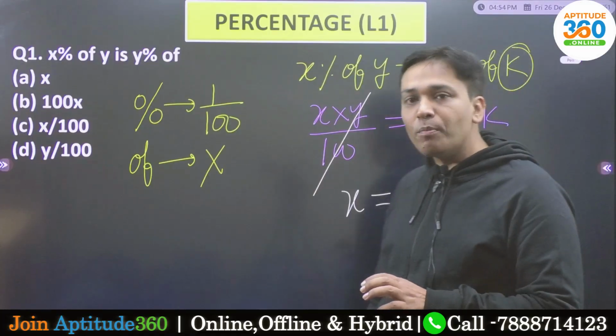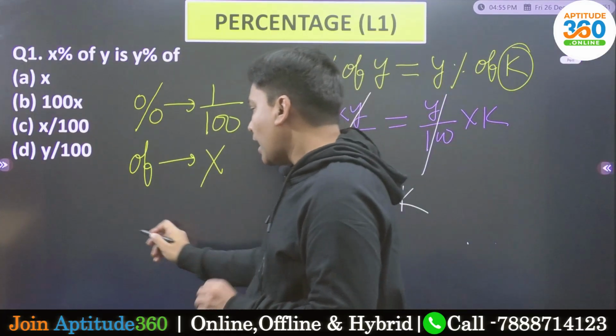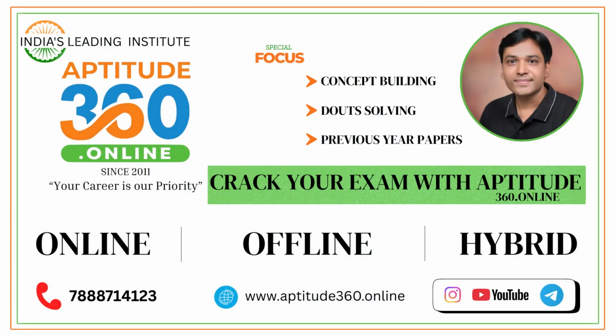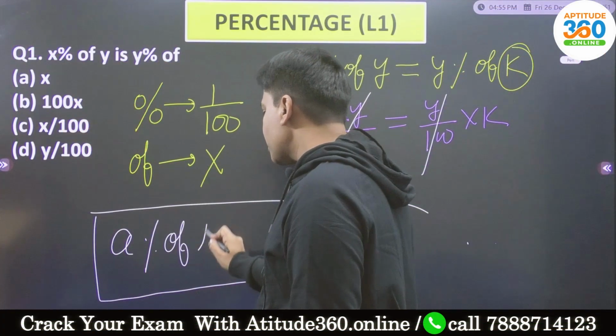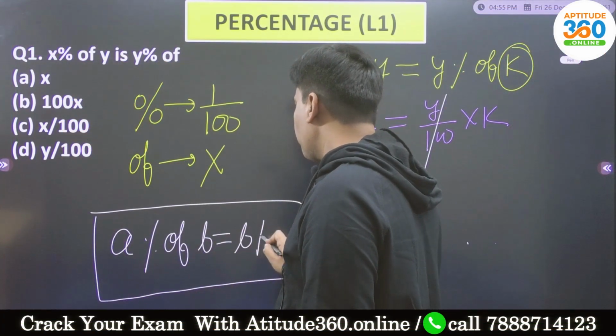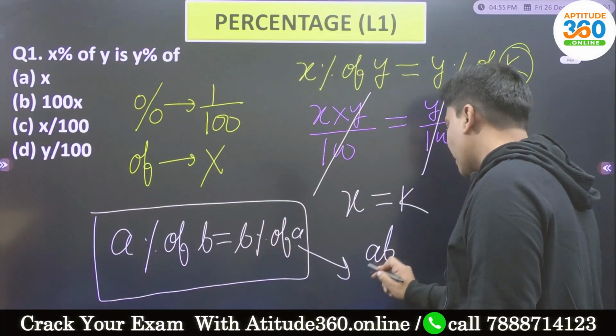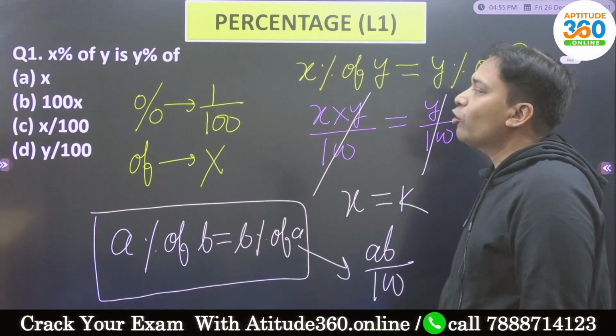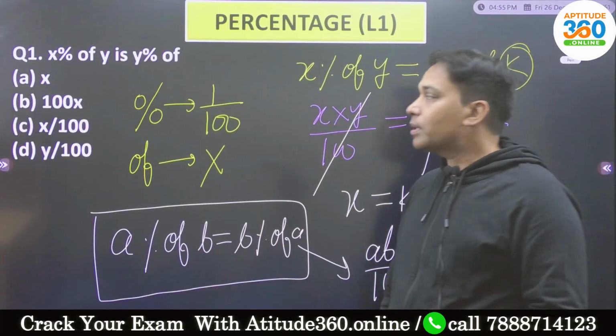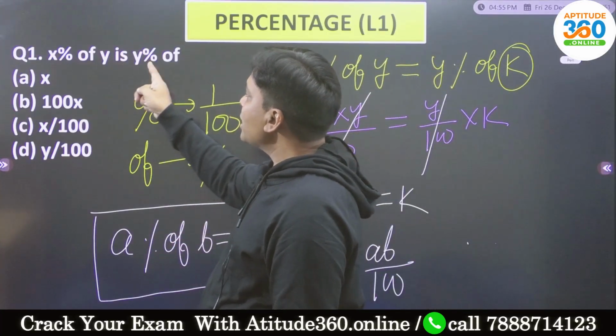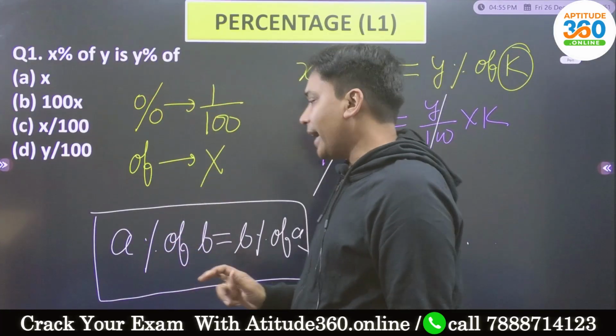तो पहली वीडियो में आपने सीखा क्या था? आपने ये सीखा था that you can very easily write a% of b as b% of a, क्योंकि इन दोनों की जो न्यूमेरिक वैल्यू है ना, that is ab by 100. I hope it is okay with you. So in this problem, x% of y should be equal to y% of x.